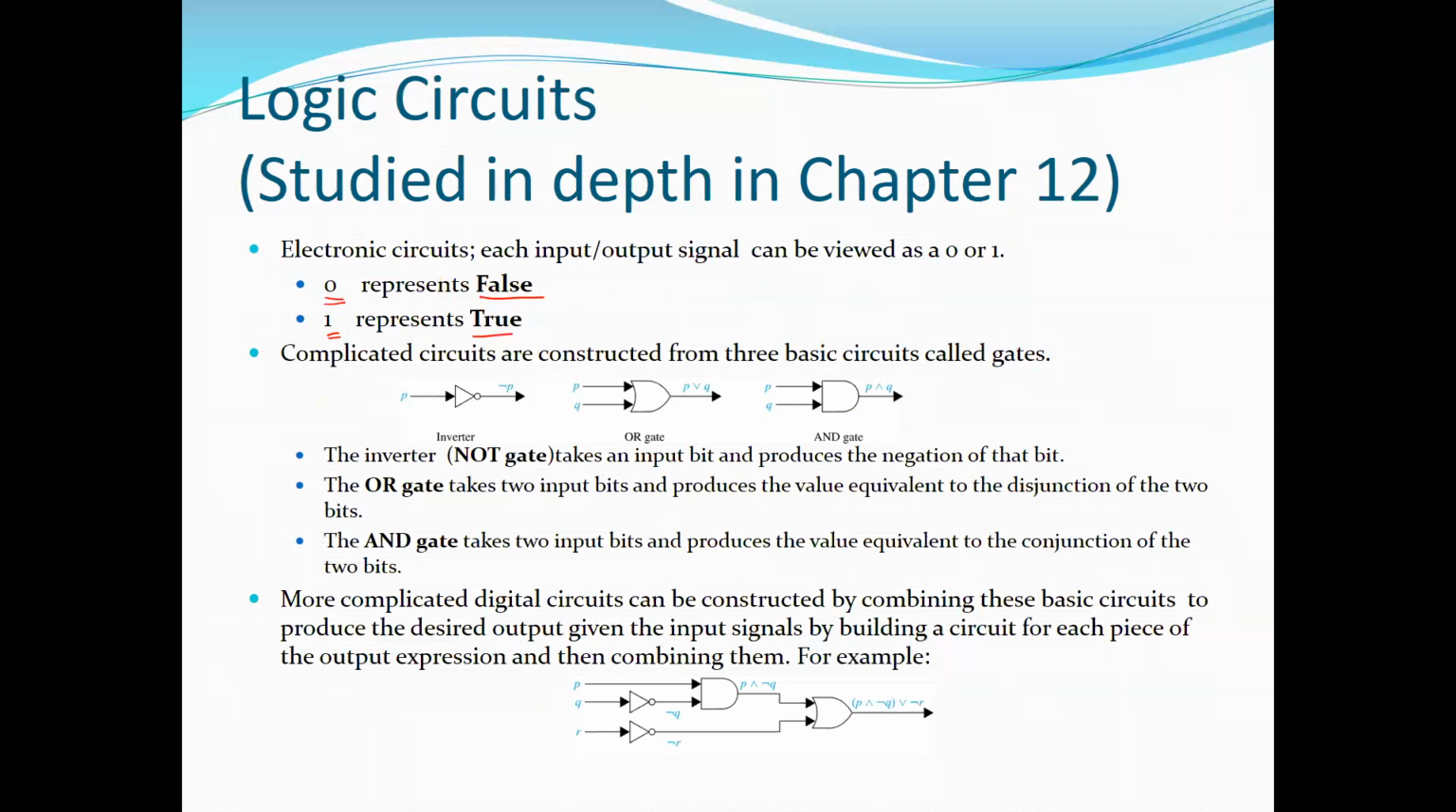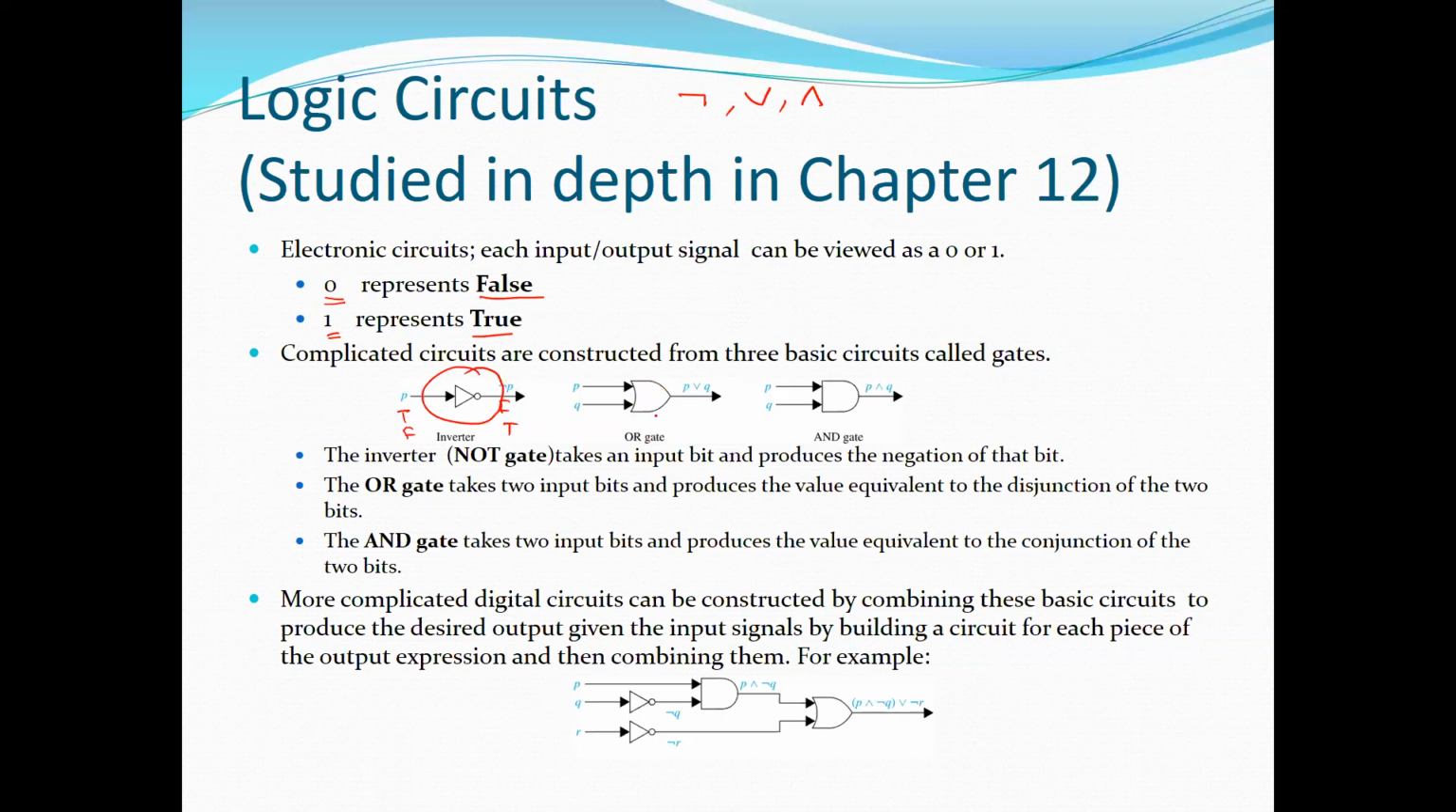So what are logic circuits? We already know that we have three basic operations: negation, OR, and AND. So we have three logic gates for them. This is the inverter that inverts the input into the opposite. If P is true, the answer would be false. If P is false, the answer would be true. So this logic gate that we call an inverter gives us the inverted output of whatever we input, right?